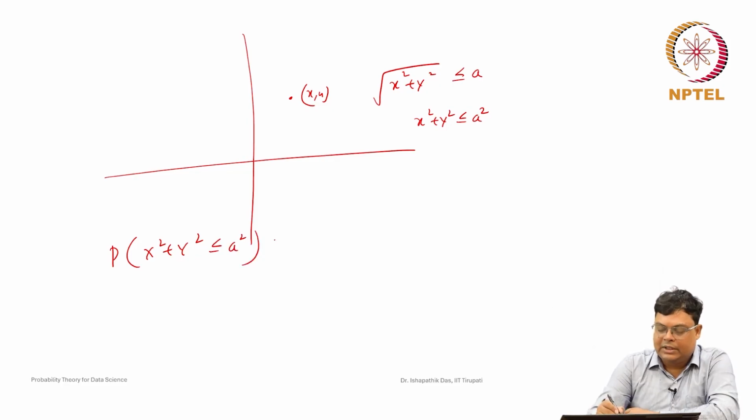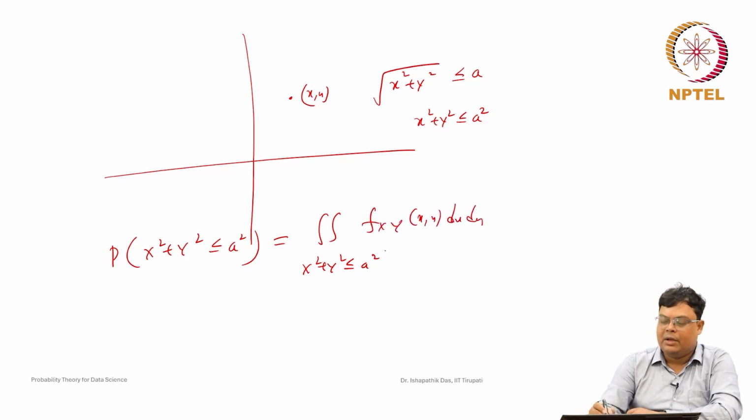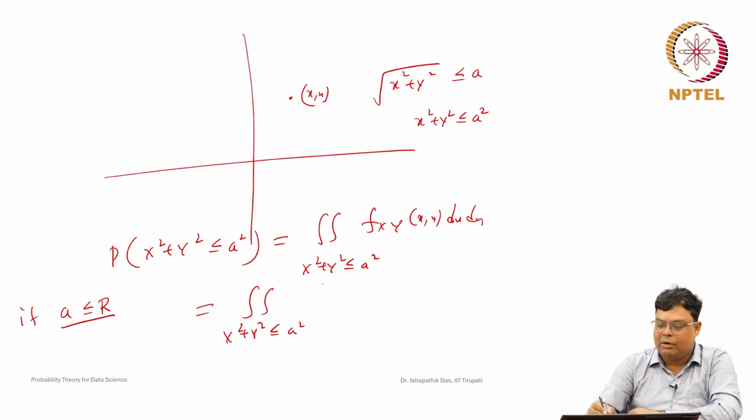Now this is nothing but the integration over x square plus y square less than or equal to a square of 1 by pi r square dx dy. By definition, let us first write down the definition. This is the density function f of x y, dx dy. Now this is non-zero if a is less than or equal to r: over x square plus y square less than or equal to a square, this value will be 1 by pi r square, if x square plus y square is less than or equal to r square, otherwise it is 0, dx dy.